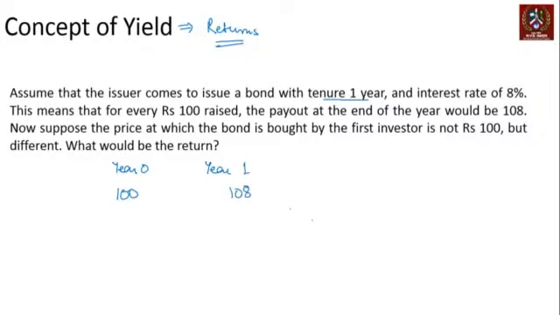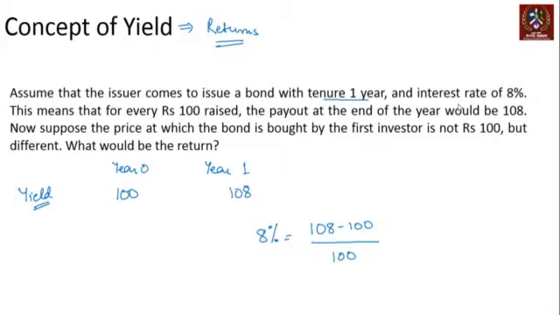So what is the return on this instrument? Can we find the return? The return is essentially 108 minus 100. That's 8 rupees that you made on an initial investment of 100. That's going to be equal to 8%, right? So that's the yield on this instrument as it stands now. Now suppose the price at which the bond is bought by the first investor is different. It's not 100. It is either higher than 100 or lesser than 100. How does the return change in that case, right?